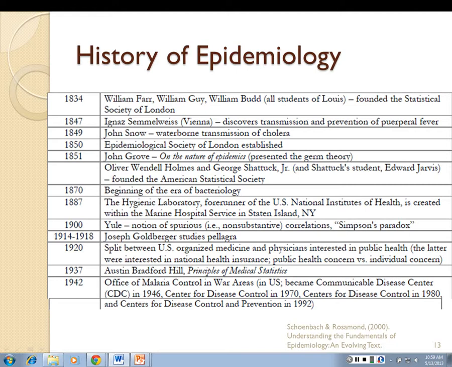Ignaz Semmelweis observed higher mortality rates among women on the teaching wards for medical students than on the teaching wards for midwives. He noted that the midwives washed their hands, whereas the medical students did not wash their hands. After introducing the intervention of hand washing in the medical wards, the mortality rate was reduced to that of the wards staffed by midwives.